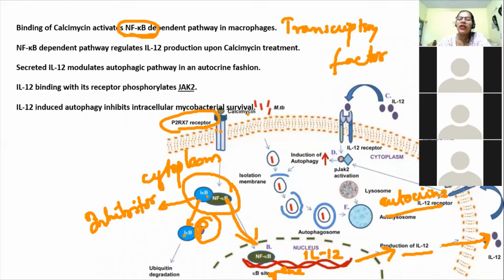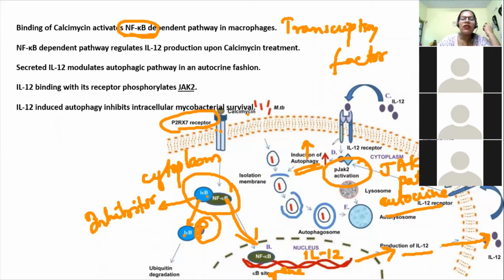Don't worry, slowly we will study everything. So interleukins will go and bind to its receptor. Okay, now once it binds to the receptor, it is going to activate something called the JAK-STAT pathway. Okay, now once this gets activated, it is going to increase the autophagy. Now what is autophagy? Self-eating, right? Apoptosis is self-suicide. Autophagy is self-eating.